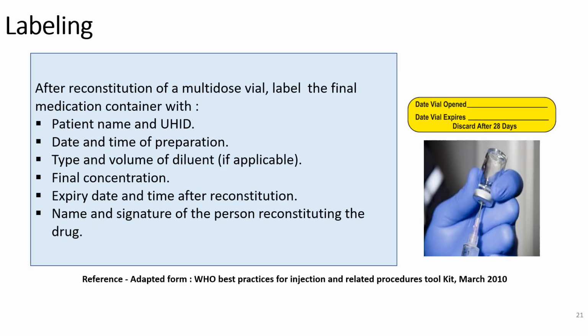After reconstitution of a multi-dose vial, the patient's name, date and time of preparation, time and volume of diluent, final concentration, expiry date, and name and signature of the person who reconstituted it should be included in the label.